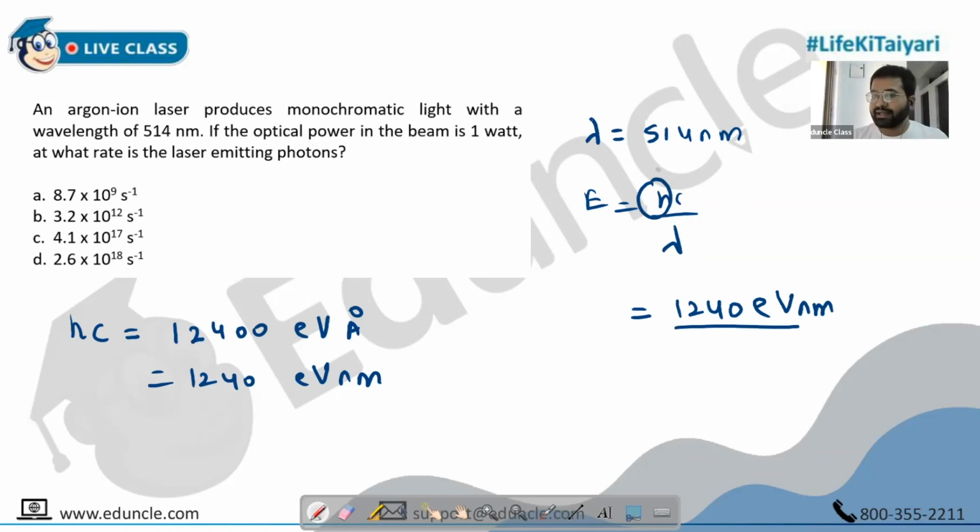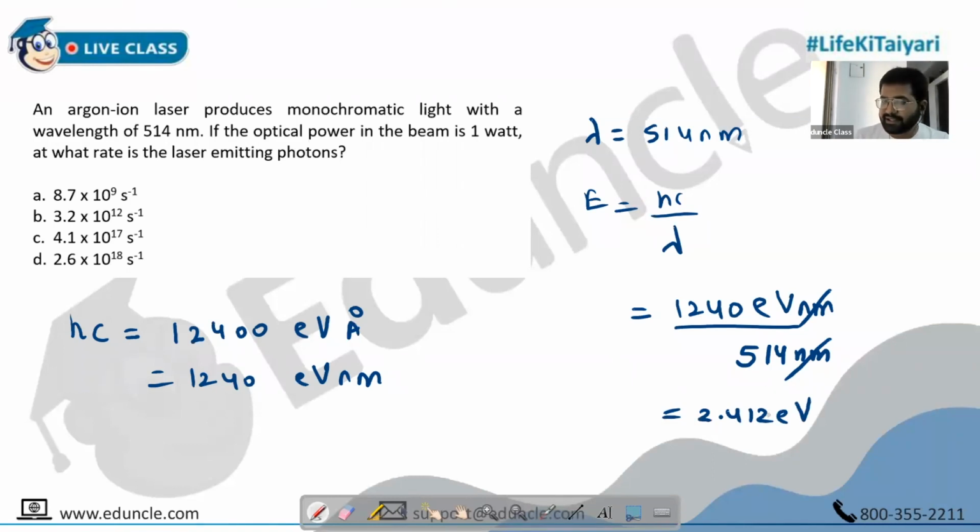Otherwise, if you want, you can substitute 6.63 into 10 raised to minus 34 for h, 3 into 10 raised to 8 for c, but you will get every answer in terms of joules. Usually we keep everything in electron volts because it helps us in most problems. But anyway, it's always your call. So this is 514 nanometer. The nanometer gets cancelled, and we have 1240 upon 514. Let's calculate this. 1240 divided by 514. That's 2.412 electron volts, people.